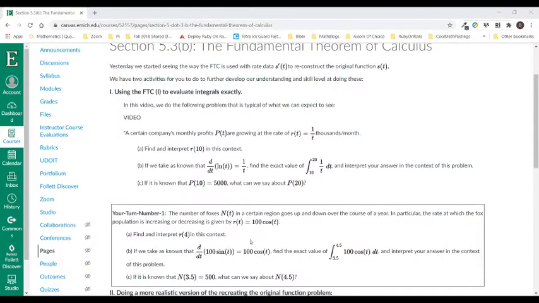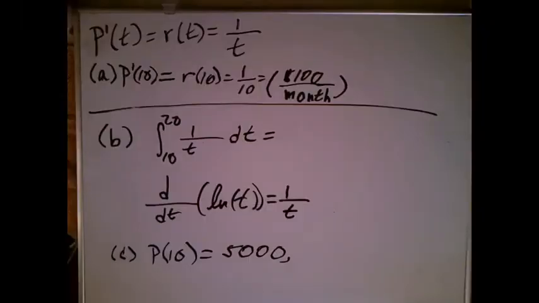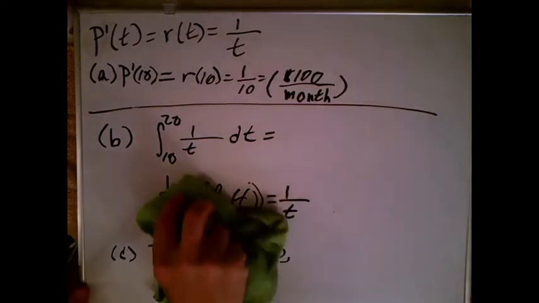Now let's go back and look at the second part of the question. Second part of the question says, if we take as known that the derivative of ln of t equals 1 over t, we could certainly confirm that graphically, so it's not so bad. Find the exact value of the integral from 10 to 20 of 1 over t dt. We'll do that first, and then we'll try to interpret it, I think. So what do we want? We want to use the fundamental theorem of calculus.